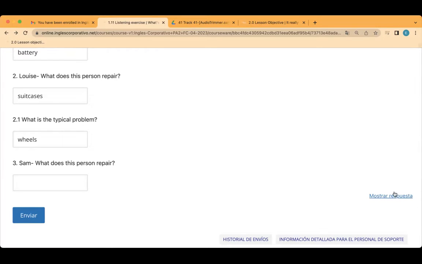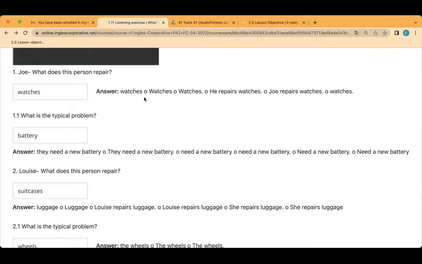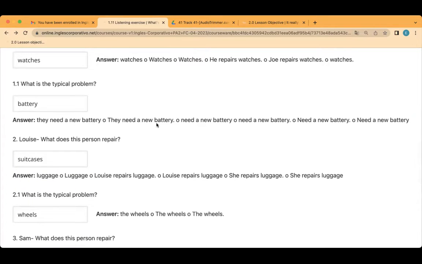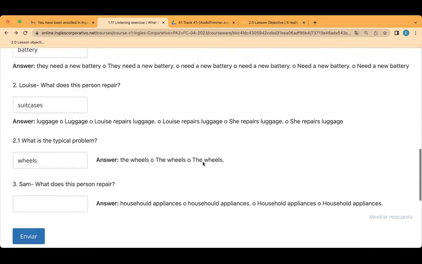Okay, now we have an idea. Here we have good. Number one, watches. Number two, the battery. Okay, number three, suitcases or luggage. And the next one is the wheels. And the last one is appliances, or household appliances. Remember, in the platform, you have to be careful and write exactly like that, because if not, the platform will not accept it and is going to say that it's wrong.